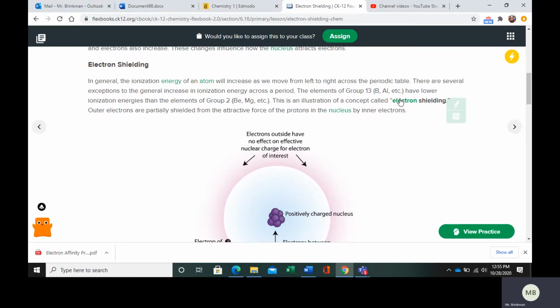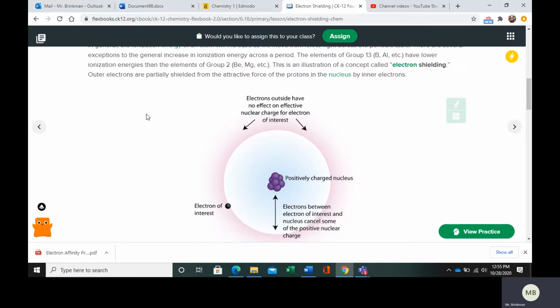So the elements of group 13 are going to have a lower ionization energy than the elements of group 2. Now, this is because of what we call electron shielding. Outer electrons are always going to be partially shielded from the attractive force of the protons in the nucleus by the inner electrons.